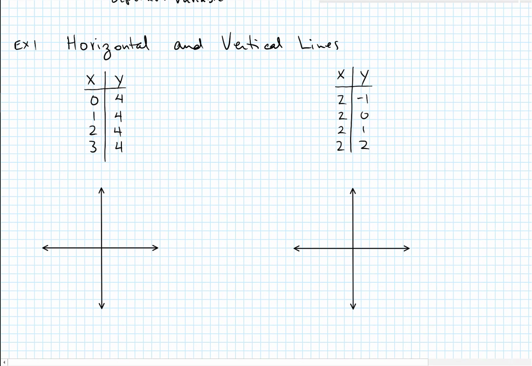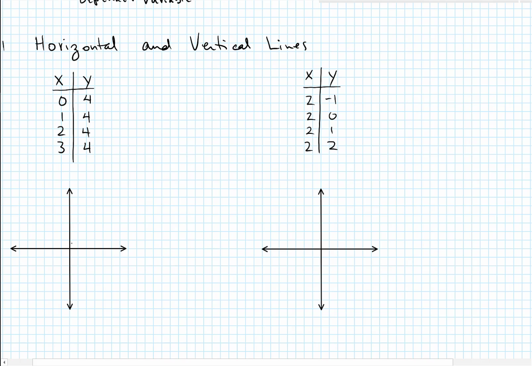So think about a horizontal line. All the points fall on a horizontal line, obviously, and along that line, the y values are all the same. So this table of values here, 0, 4, 1, 4, 2, 4, 3, 4, we could plot them, and we would get 0, 4, there's 1, 4, 2, 4, 3, 4, and you can see those points all fall along that horizontal line.